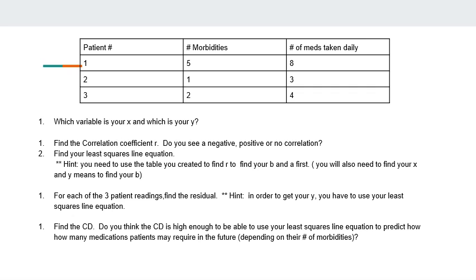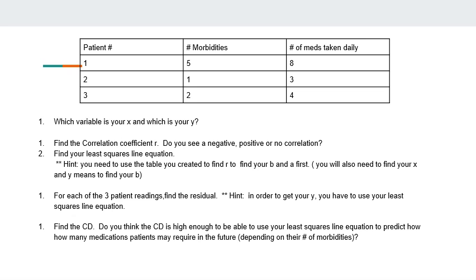So what you're going to be asked to do in this assignment is to first figure out what your X and your Y variables are. Then you need to figure out the correlation coefficient, and that's the long one. When you figure out the correlation coefficient R, we want to see if you have a negative or a positive correlation, or if you have no correlation.